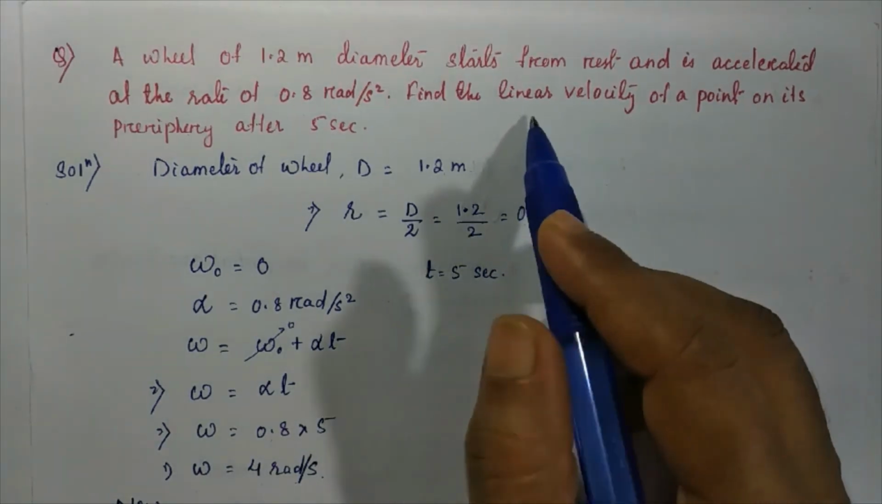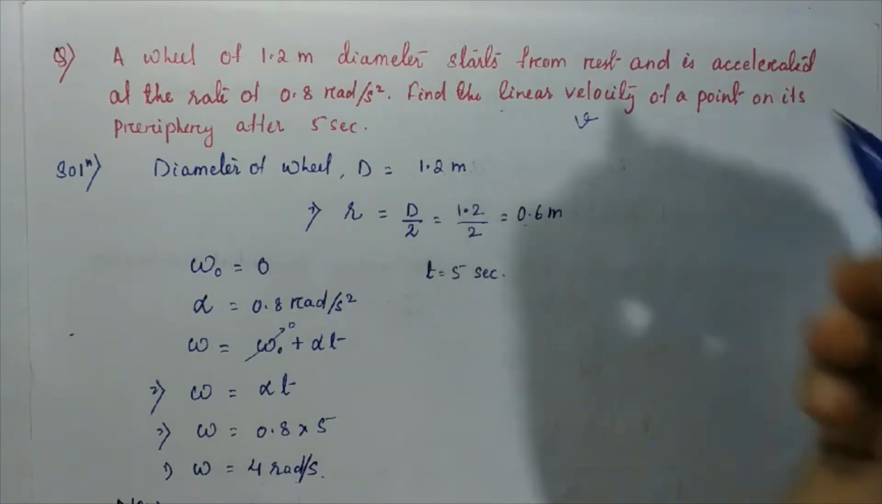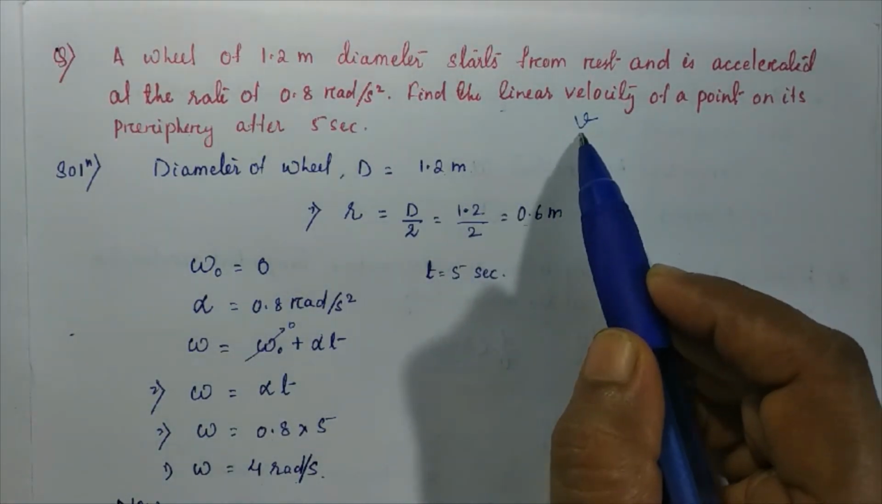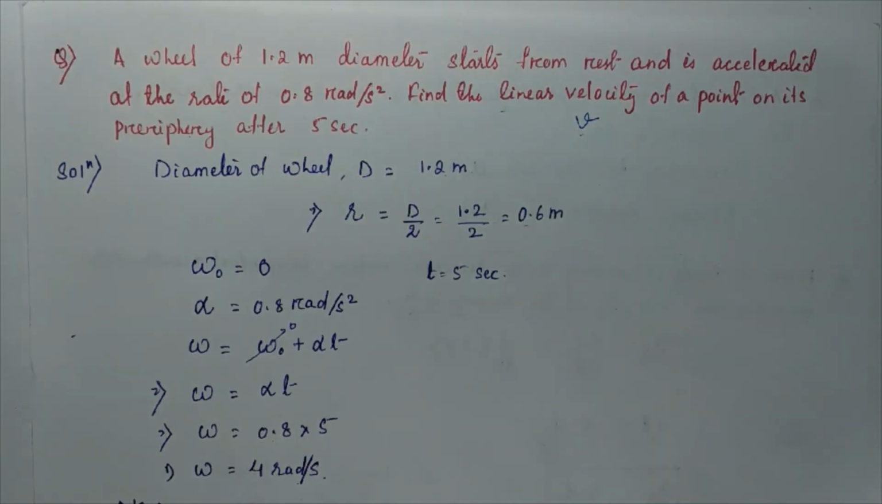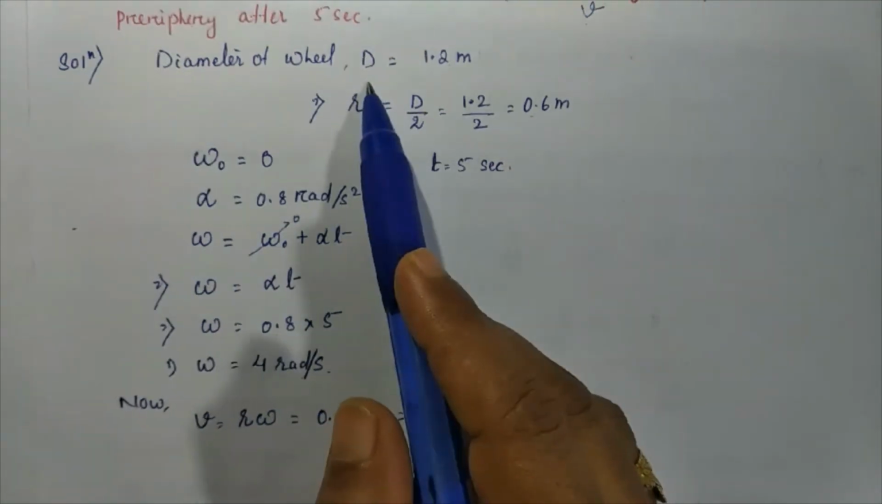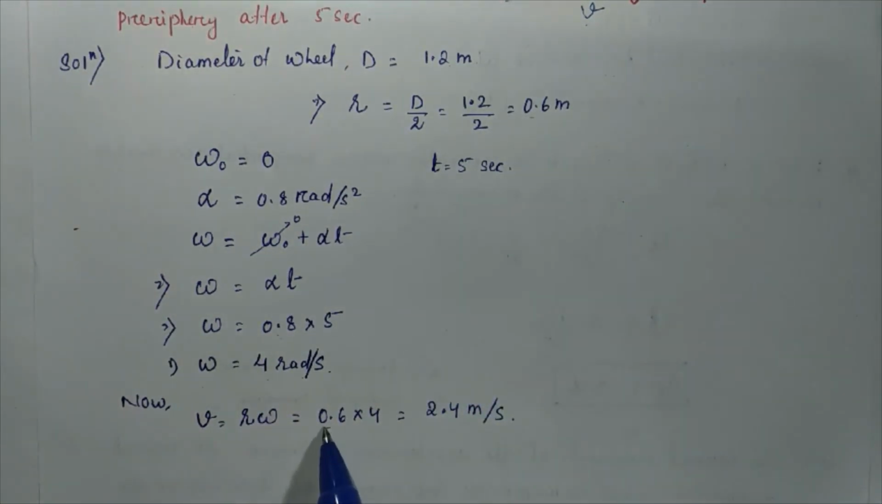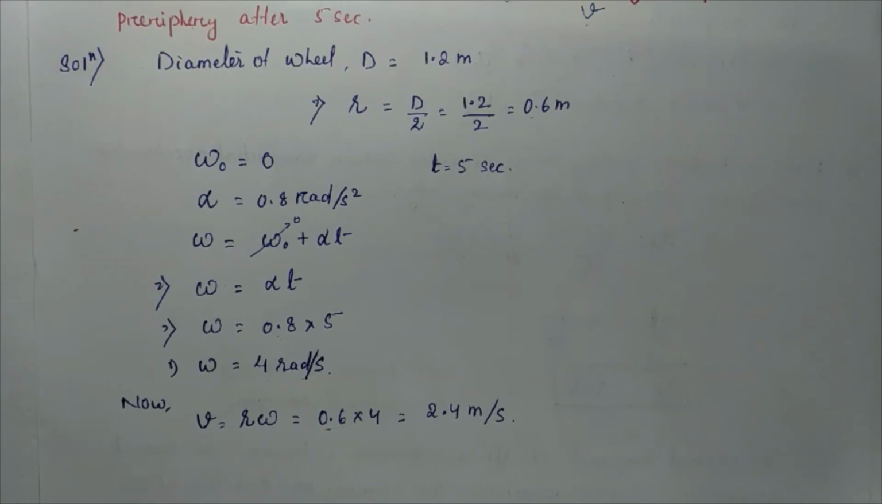But the question is asking about the linear velocity, so we have to find v. v is equal to r omega. That is the relation between the linear velocity and the angular velocity. The value of r was given in the form of diameter, so we convert this diameter into radius, that is 0.6 meter. We substitute the value here, and omega that we calculated right now is 4 radian per second. So 0.6 into 4 is equal to 2.4 meter per second. Thank you.